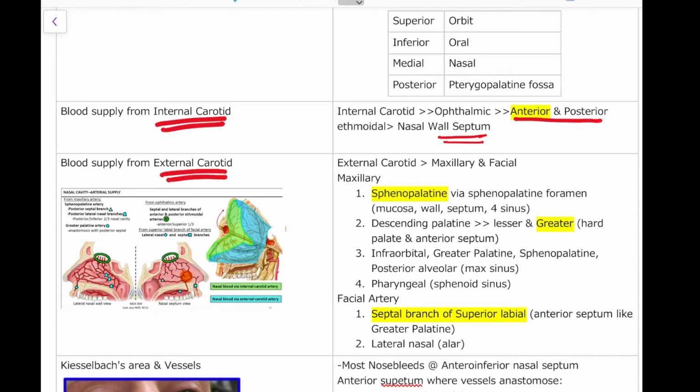So the maxillary will give you the sphenopalatine, the descending palatine for the palate, the infraorbital, greater palatine, sphenopalatine, and then pharyngeal arteries. The facial will give you the septal branch of the superior labial, and then the lateral nasal.